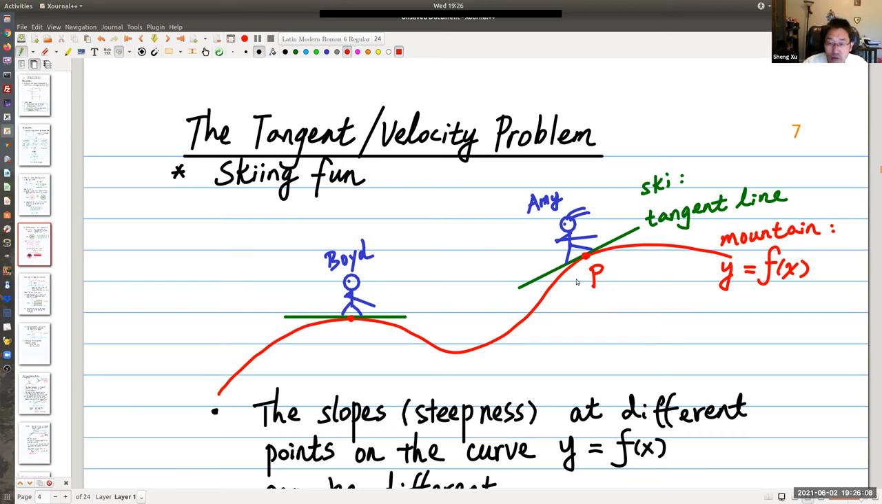Okay, so this is a slope, right? It's a curve. You can regard it as the graph of a function y equals f(x). So it's a mountain; I shall call it a mountain. This green line is like your ski. You stand on that green line on a ski, and you ski down from the mountain.